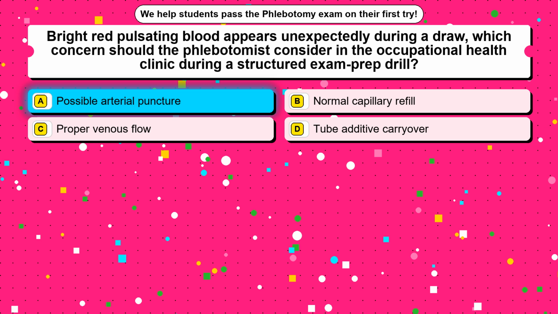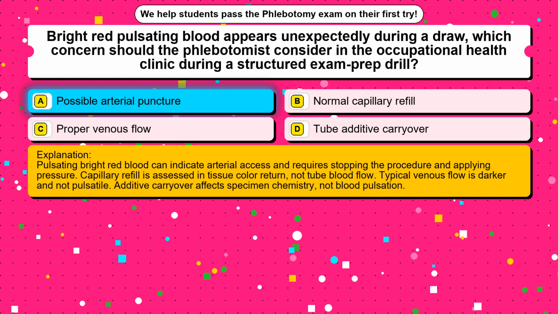Possible arterial puncture. Pulsating bright red blood can indicate arterial access and requires stopping the procedure and applying pressure. Capillary refill is assessed in tissue color return, not tube blood flow. Typical venous flow is darker and not pulsatile. Additive carryover affects specimen chemistry, not blood pulsation.